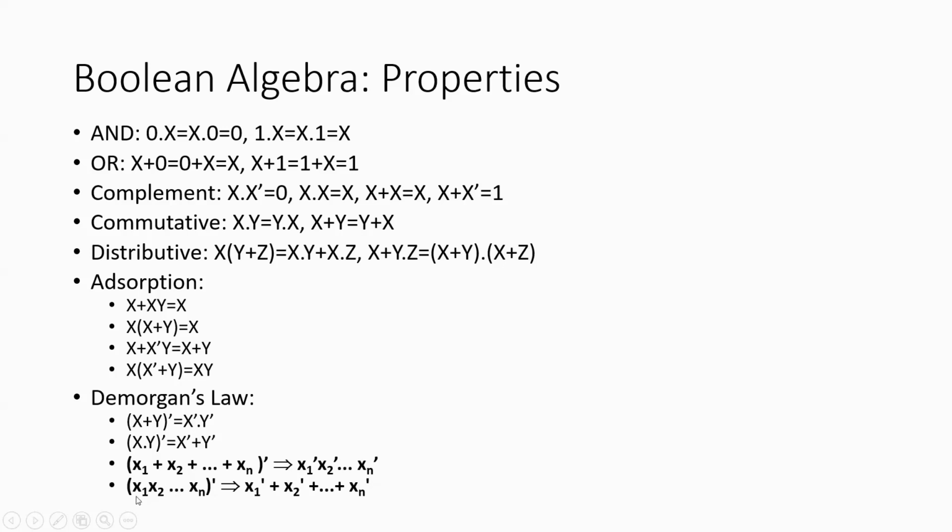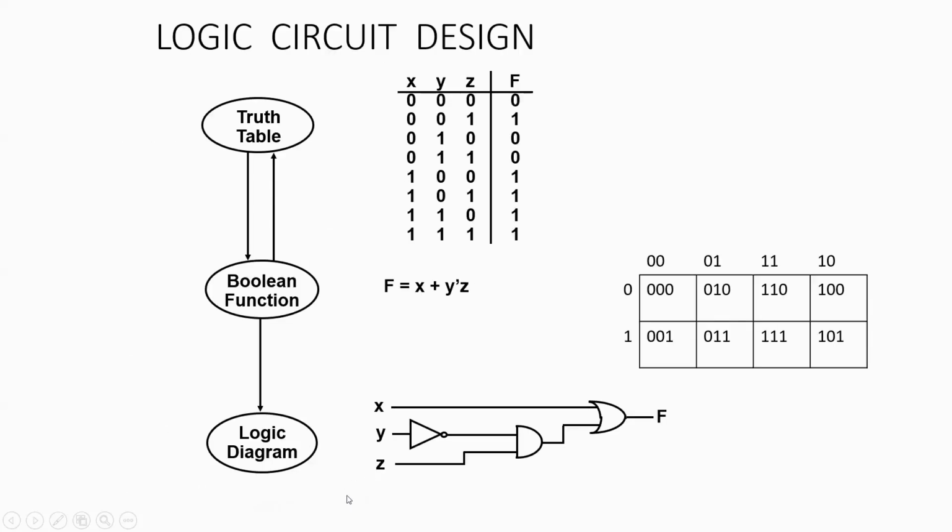The reverse is also true. This is called the dual. We'll see what the duality principle is. Here x1, x2 till xn are all ANDed and the whole complement is taken, and it is equal to the individual complements, that is x1 complement, x2 complement, till xn complement, and they are ORed.